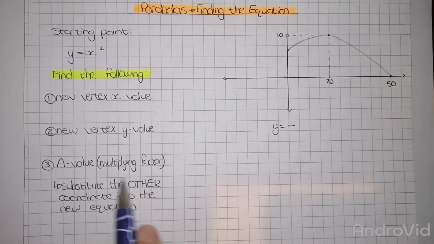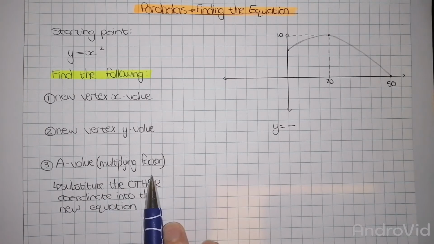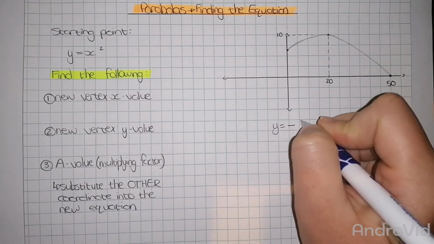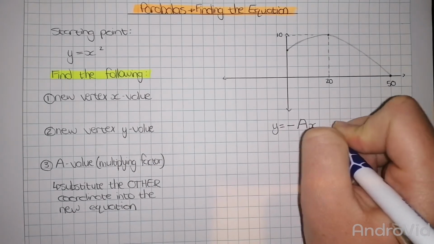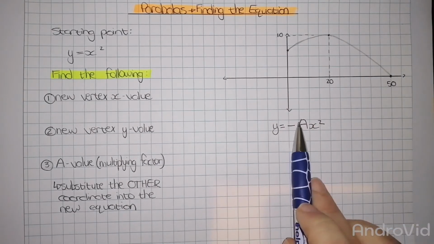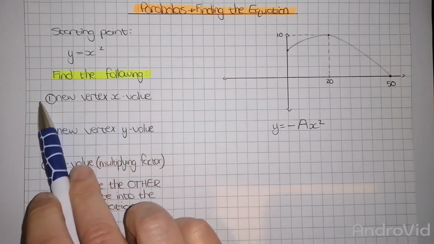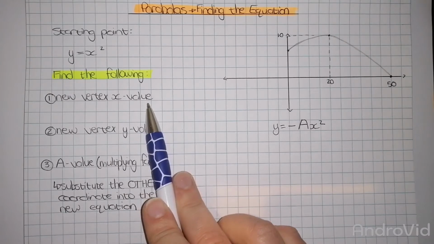My a value is always the value that comes in front of my x squared. So I'm going to have y equals negative a x squared. Now I've found that it is a negative graph. The next thing I need to do is find the x value of the vertex.